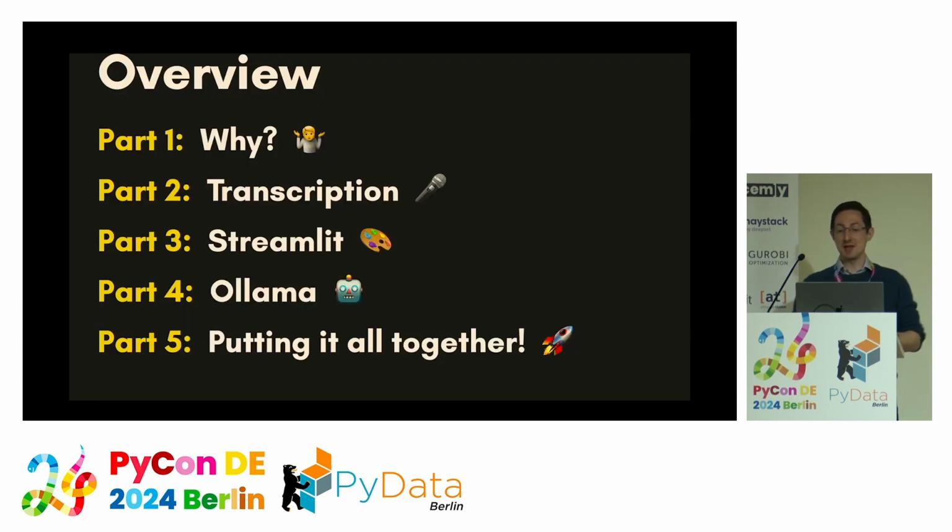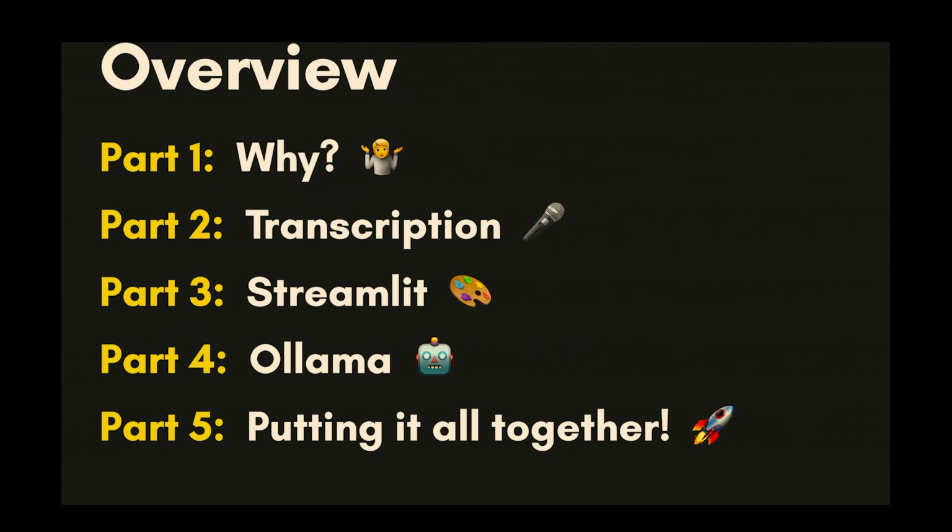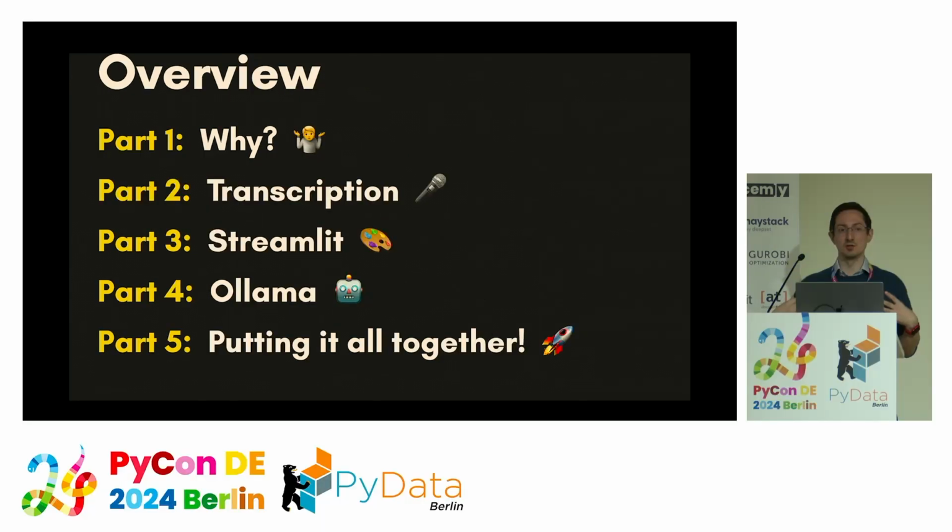Here's what we're covering today. Why are we doing this? Something about transcription, moving into how do we put this into a nice Streamlit application, some of the trials and tribulations of trying to even do this with a real-time processing pipeline. Then how do we feed it into Ollama? What even is Ollama, for those of you who haven't seen these components? And then trying to put it all together.